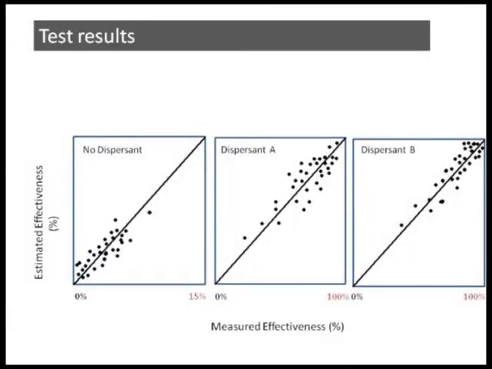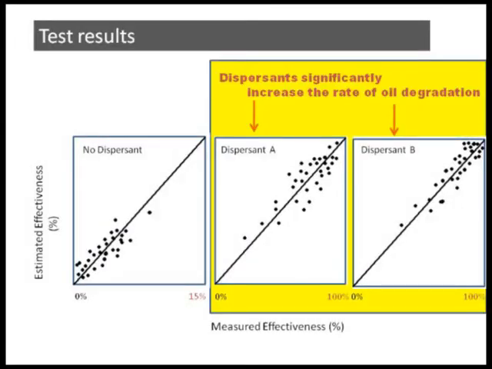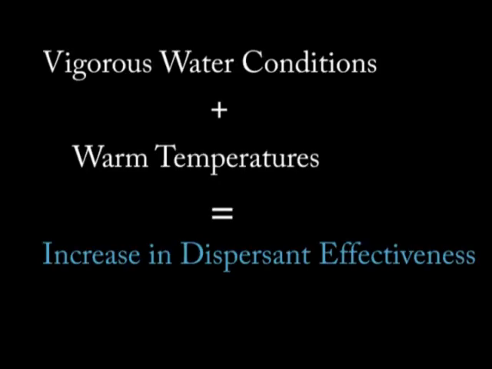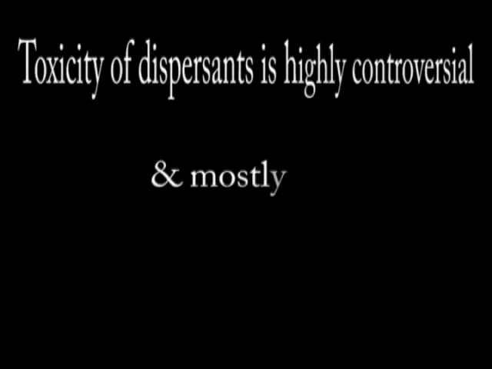After extensive testing, dispersants were effective in breaking up oil slicks and forming small oil droplets. It was also experimentally proven that dispersant effectiveness significantly enhanced when combined with other external factors. The combination of vigorous water conditions and an increase in temperature led to these further increases in oil degradation rates. Although dispersants are effective in oil degradation, the environmental effects have been highly debated.